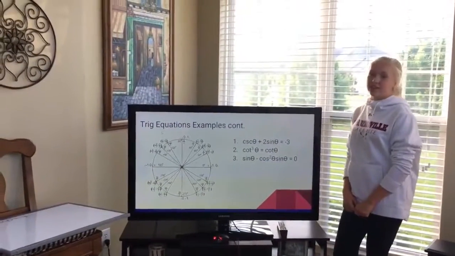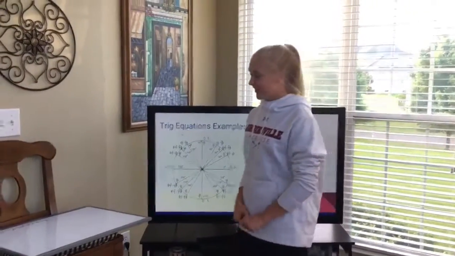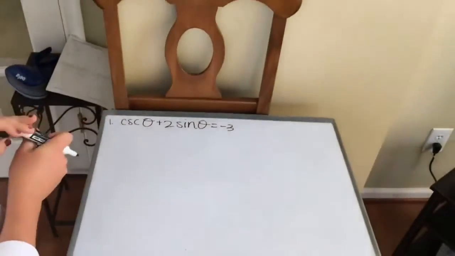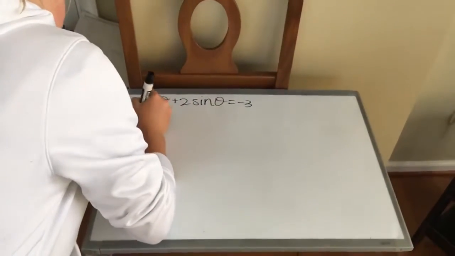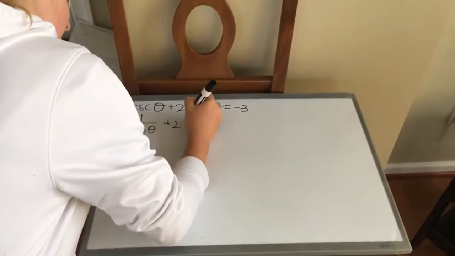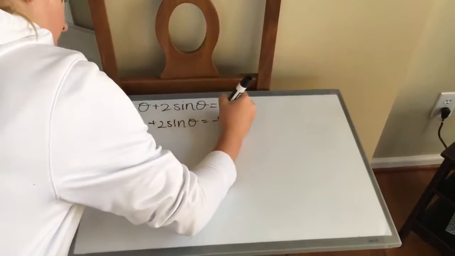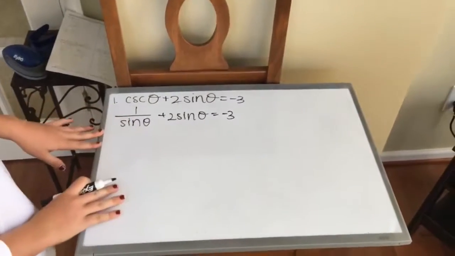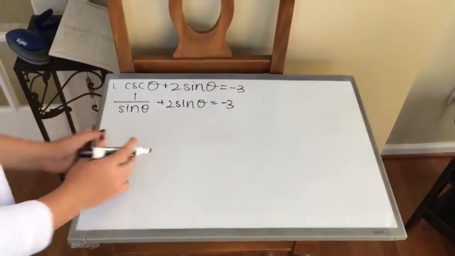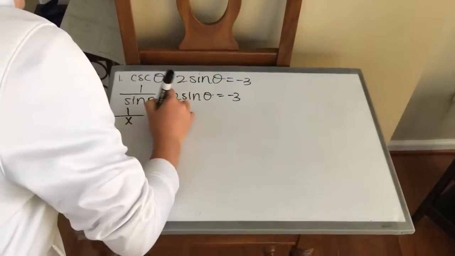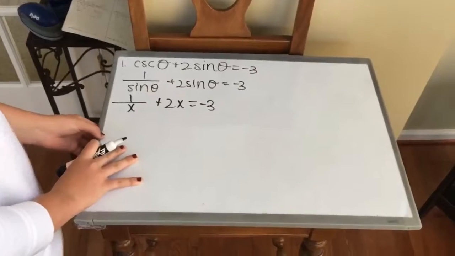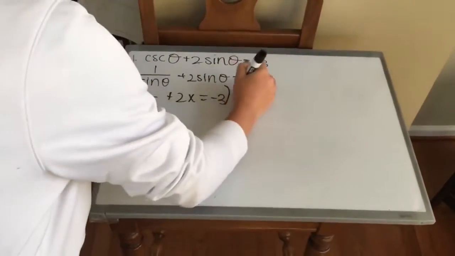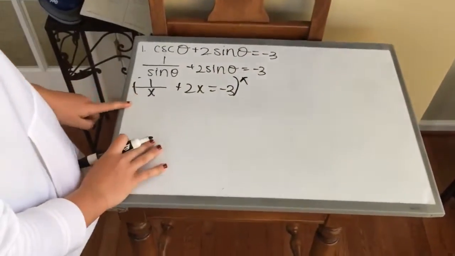So now we're going to do 3 examples of trigonometric equations. So in our first example, we're dealing with cosecant and sine. So our first step is to rewrite cosecant as the reciprocal of sine. So we get 1 over sine of theta plus 2 sine of theta is equal to negative 3. And then to make this equation easier to read and easier to solve, we can rewrite sine of theta as x. So 1 over x plus 2x is equal to negative 3. The next step in solving this equation is to multiply the entire thing by x in order to get the x out of the denominator.